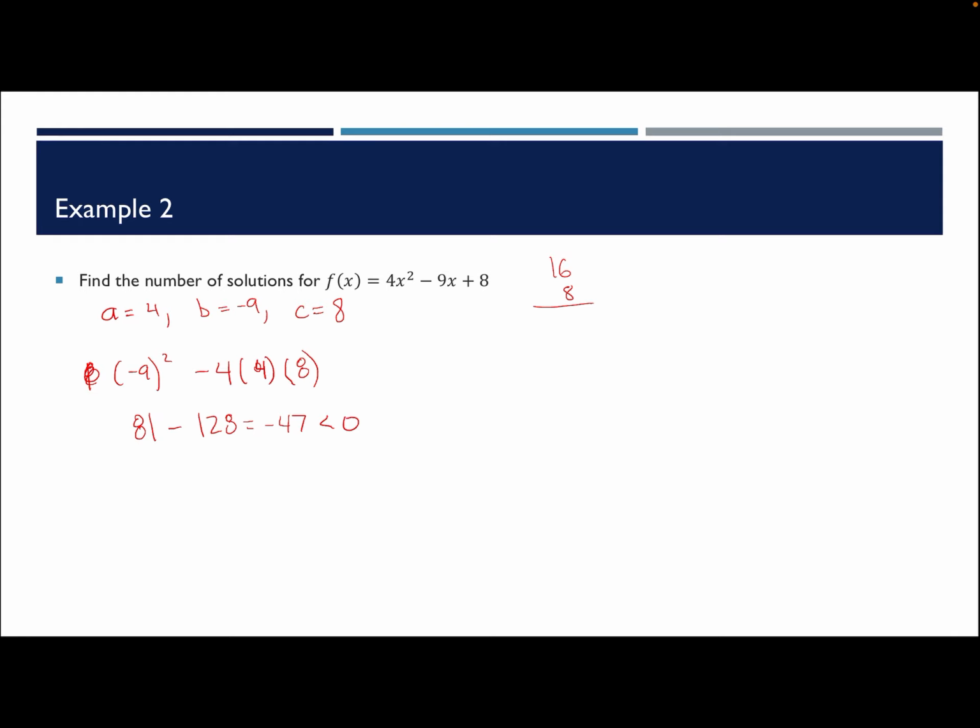So our two solutions are x equals negative b, so 9, plus or minus the square root of b squared minus 4ac, which we know to be negative 47, divided by 2 times 4. So our two solutions are 9 plus or minus i square root 47 divided by 8. That's it. In this case, because the discriminant was less than 0, we have two complex solutions.